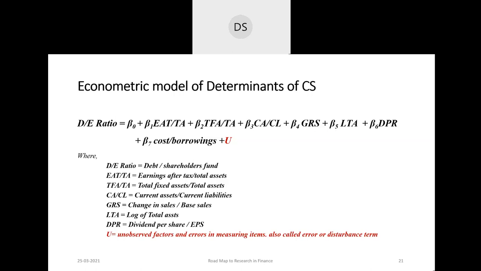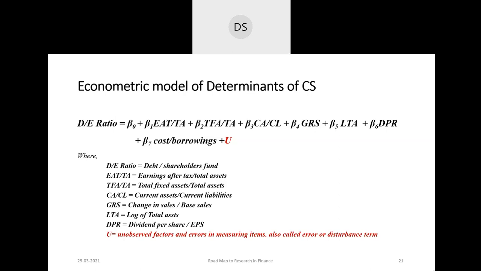It is taken to represent the size of the firm, and to represent the dividend payout ratio. The dividend payout in the case of companies will be taken care of by dividend per share divided by EPS: out of some EPS, how much dividend is paid per share. So this is a way you could express your econometric model.